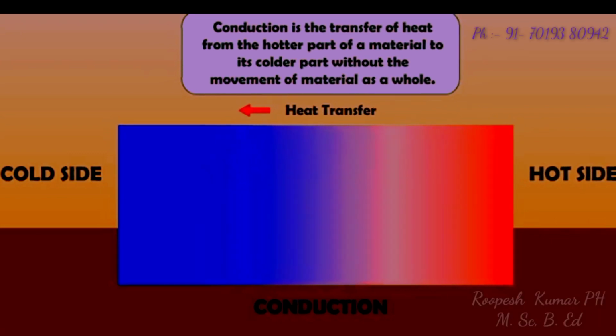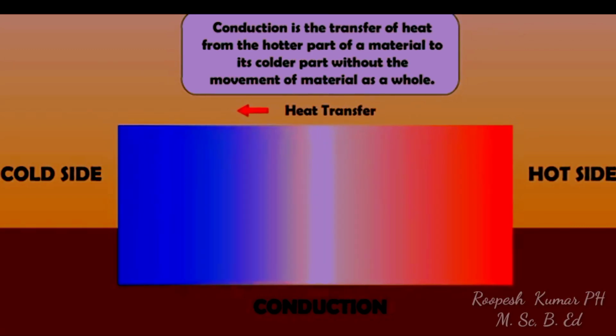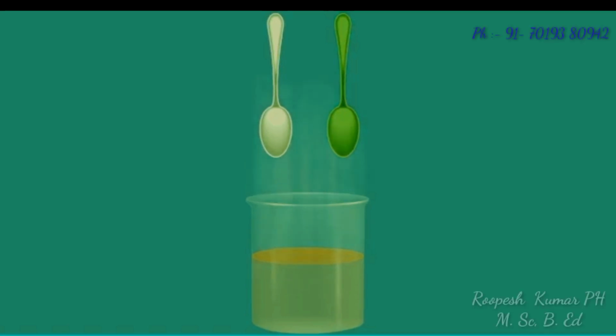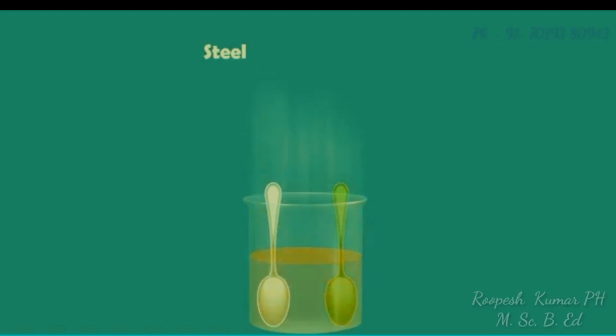Without the movement of material as a whole, the transfer of heat by the process of conduction takes place only in solids. Good conductors of heat and poor conductors of heat. Activity. We take a beaker and fill it half with hot soup. Let us take 2 spoons, one made of metal such as steel and the other made of plastic.